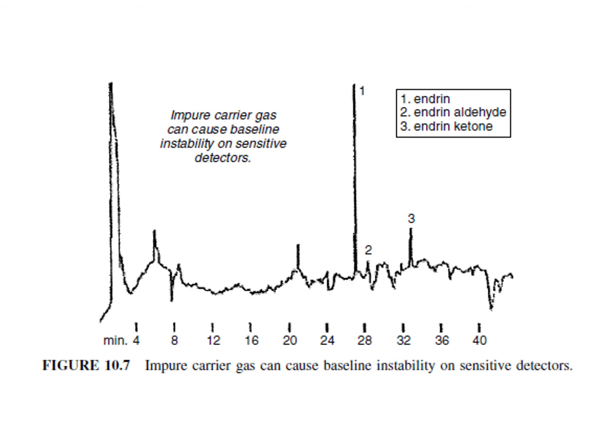Now, impure carrier gas can also cause baseline instability on sensitive detectors. For example, class, here the separation is actually quite bad. Especially peak number 2 is almost the same as the noise peak. So this is due to the impure carrier gas, which can cause baseline instability on sensitive detectors.